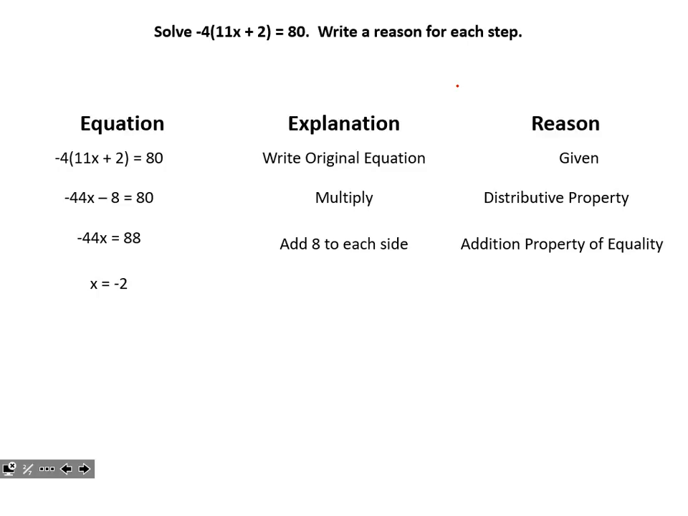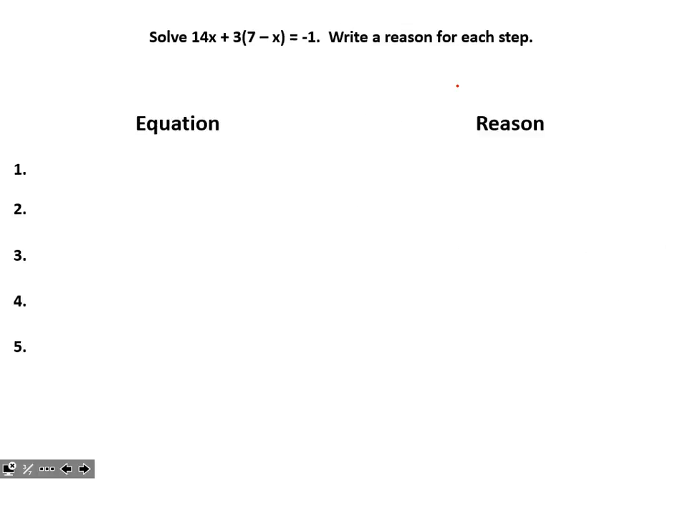Okay? And then what did we do to get x equals -2? What was our algebraic step? Drake. That's the geometric reason. What was the algebraic step? We divided each side by -44 because of the division property of equality.